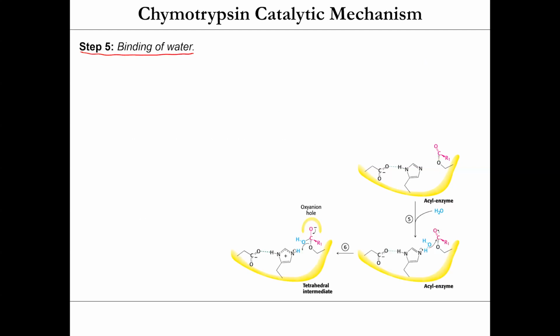And then step 5 is going to be the binding of water. So water is going to enter into the reaction. If you'll remember from our previous lecture, proteases like chymotrypsins are hydrolases that break chemical bonds by the addition of water. So this is where the water actually comes into this reaction. So the water is going to be interacting with histidine and between histidine and that acyl enzyme intermediate with the covalent bond between serine and the carbonyl component of the peptide chain.